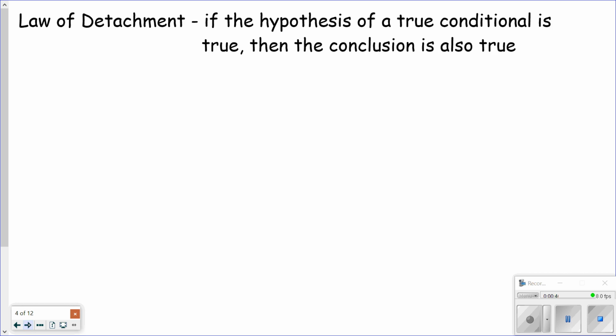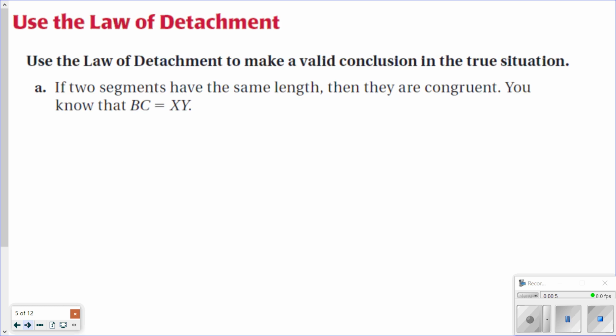The first law we're going to talk about is the law of detachment. If the hypothesis of a true conditional statement is true, then the conclusion is also true. So here's our first example. We want to use the law of detachment to make a valid conclusion in the true situation.